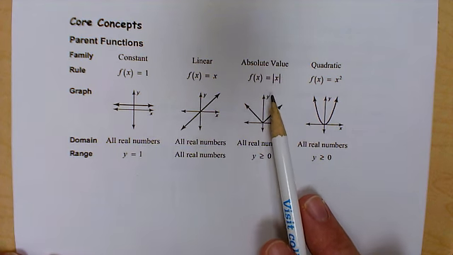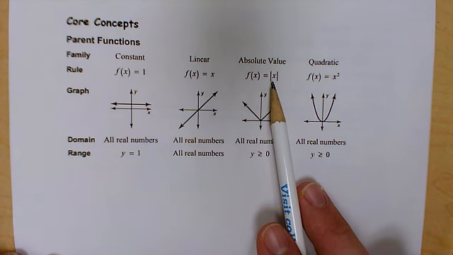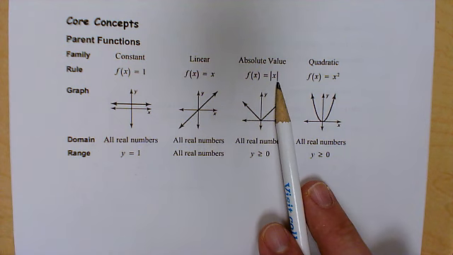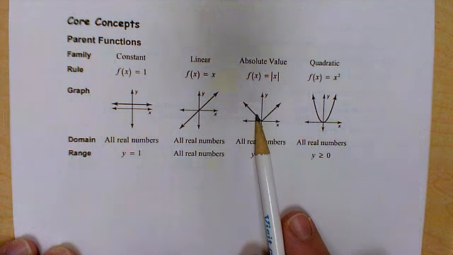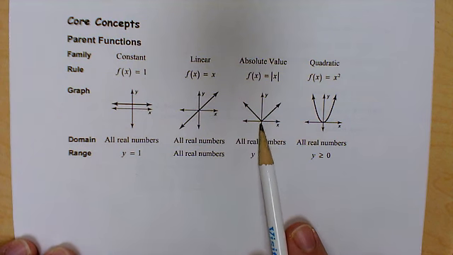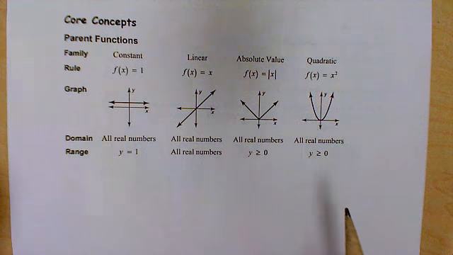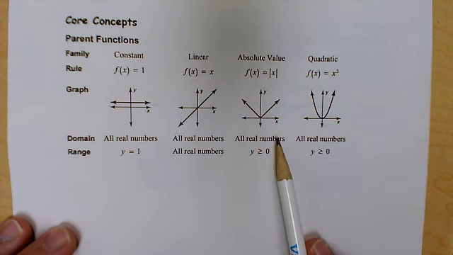All right, this is your absolute value function. This is read f of x equals absolute value of x, meaning how far away is x from 0. So that's the reason why the y values are only positive. Distance is positive. So you're all real numbers for your domain still, but your y is greater than or equal to 0, because it can't be negative, because distance can never be negative.